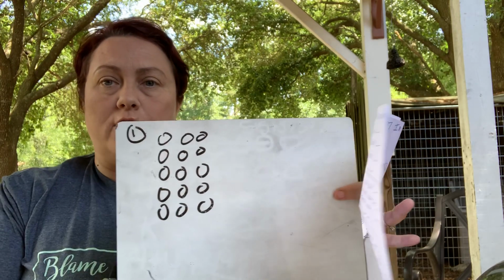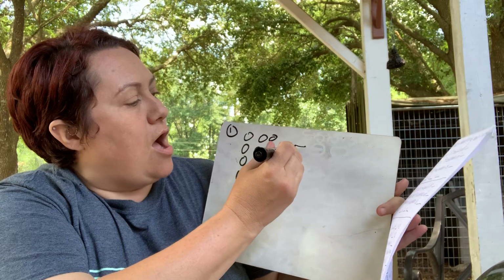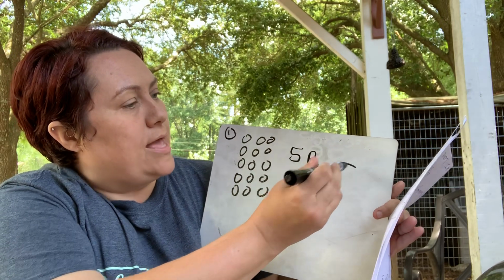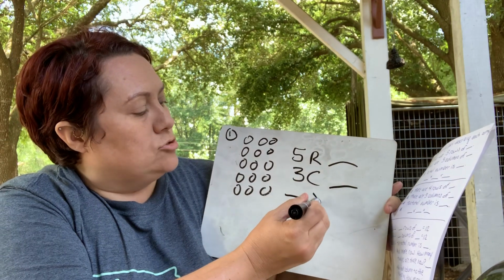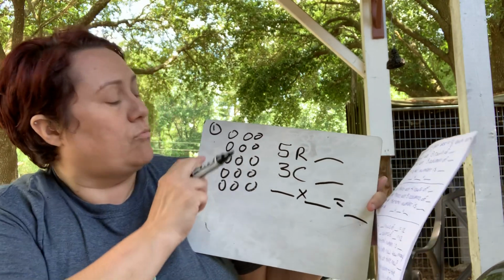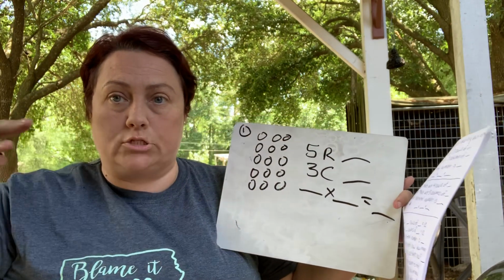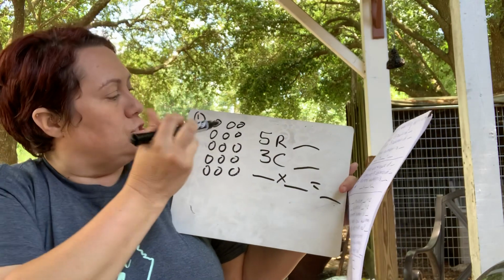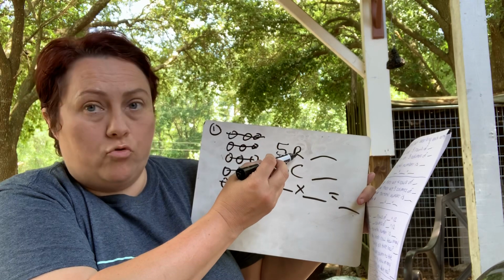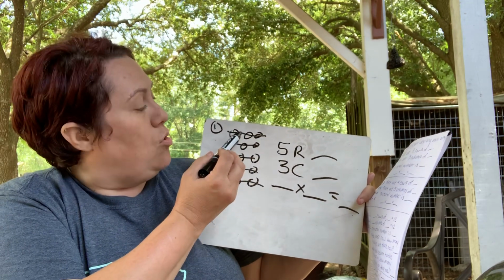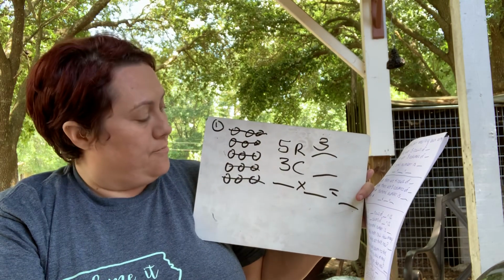So this was our first array. And it said there are 5 rows of blank, 3 columns of blank, and the multiplication sentence. Well, rows, remember, go what? Across. Like we row a boat across the water, row goes across. So we have 1 row, 2 row, 3 row, 4 row, 5 rows. And how many are in each row? 1, 2, and 3. So we have 5 rows of 3.